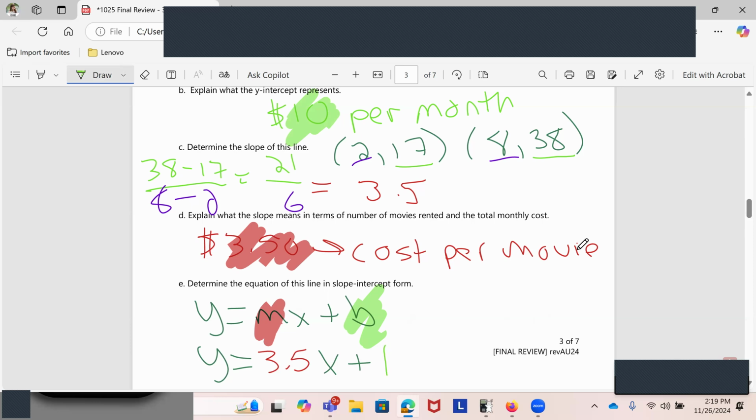10. And if you wrote it in the other order, that would be fine as well. If you wrote 10 plus 3.5x. What you can't do is put the 10 with the x. You can't do 10x plus 3.5. That would not work. But you could do 10 plus 350x. Questions on this one?